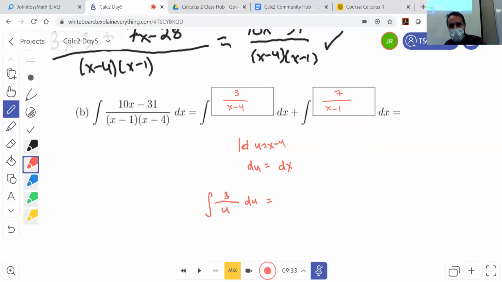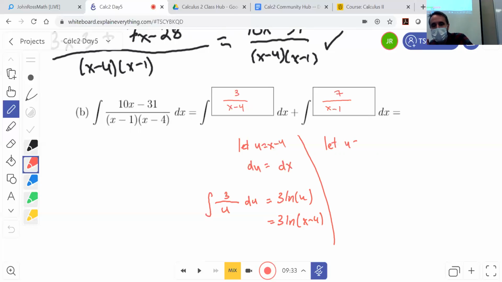So the whole thing becomes 3 ln of u, which is just 3 ln of x minus 4. Right, you'll notice this is the exact same trick that we saw in the video as well. So this is a relatively common trick in the process of partial fractions. And similarly over here, we have the same game, let u equal x minus 1, let du equal the derivative of x minus 1, so that's just 1 dx. And then we end up getting the integral of 7 over u du, which just becomes 7 ln of u.